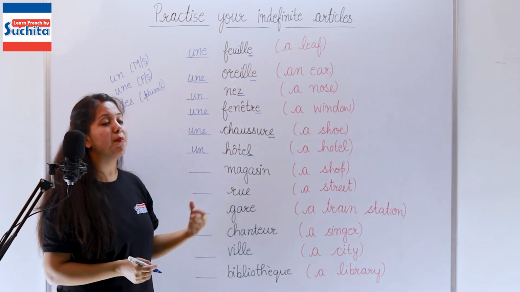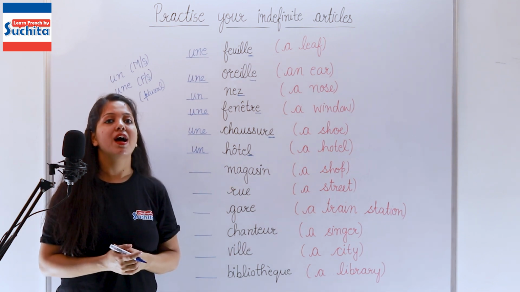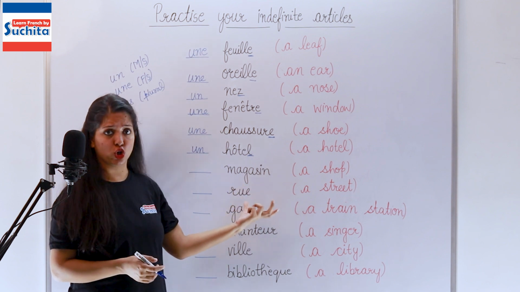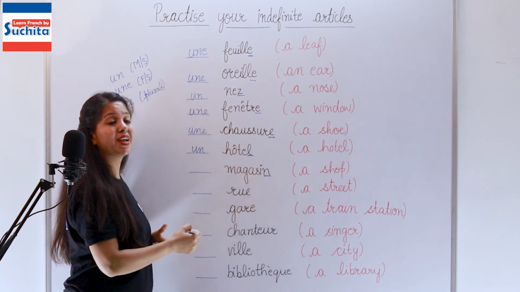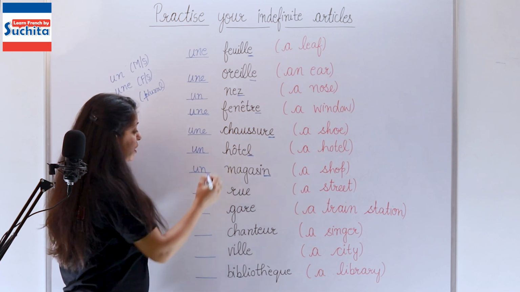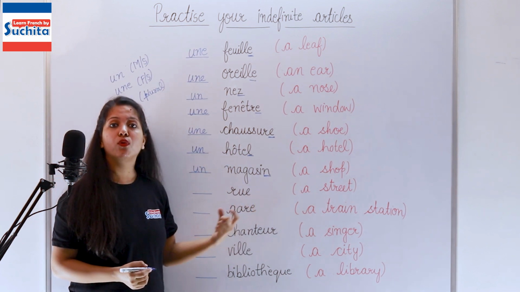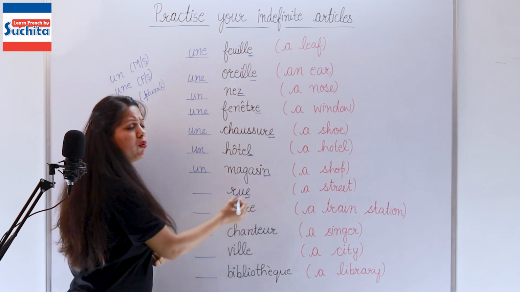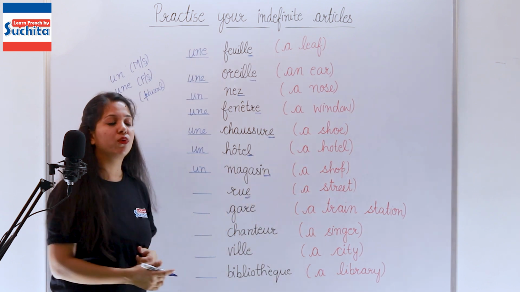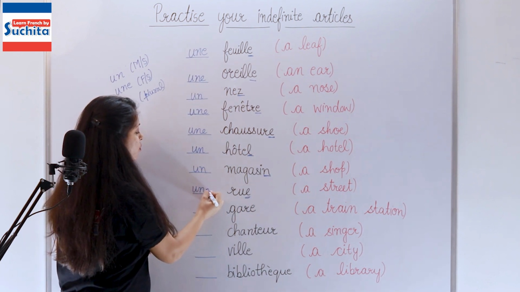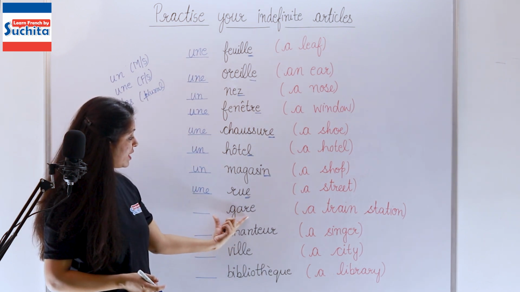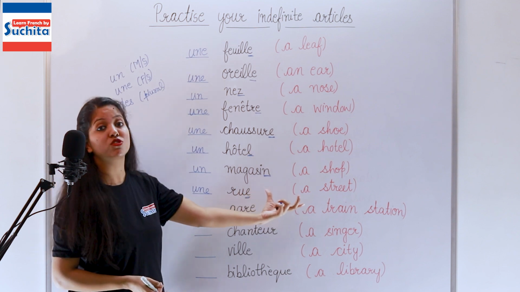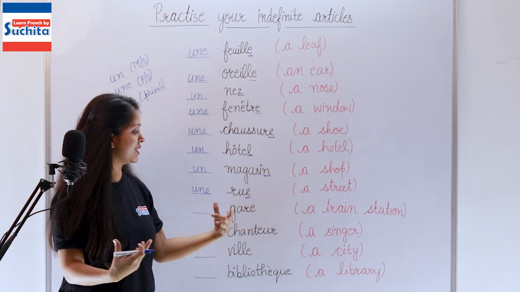On continue avec magasin. Magasin, which is a shop. Un magasin, une magasin. Un magasin. Très bien. Ok, rue. Un rue, une rue. Une rue. Ok. On continue avec gare. Ok, une rue, which means a street. Okay, a road or a street.